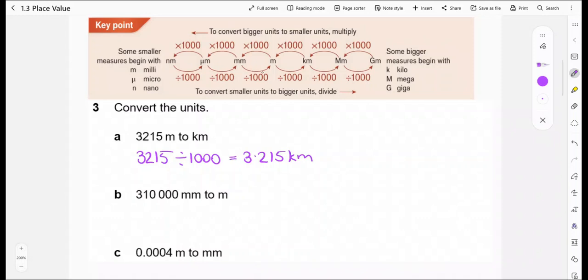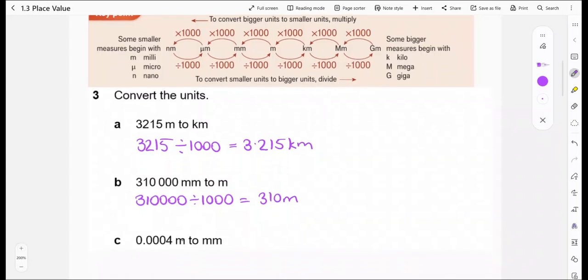Okay, next one, 310,000 millimetres to metres. Well, to get from millimetres to metres, we divide by 1,000. And similarly, we look to see what happens there. If I divide this by 1,000, I'm going to be left with 310 metres.